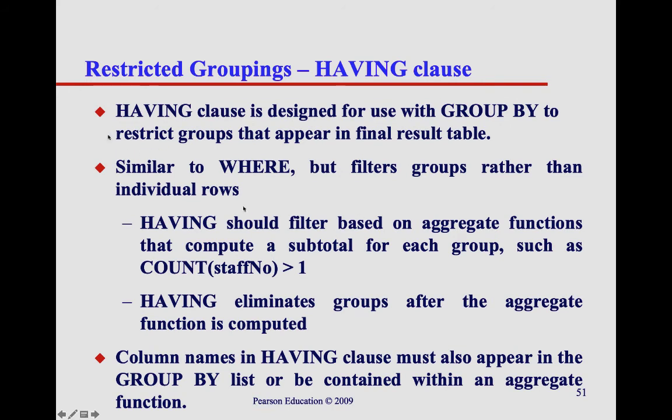And then we use having clauses to filter out groups. So having is similar to where, but it filters groups rather than individual rows. And having filters based on aggregate functions, so it eliminates groups after the aggregate function is computed.